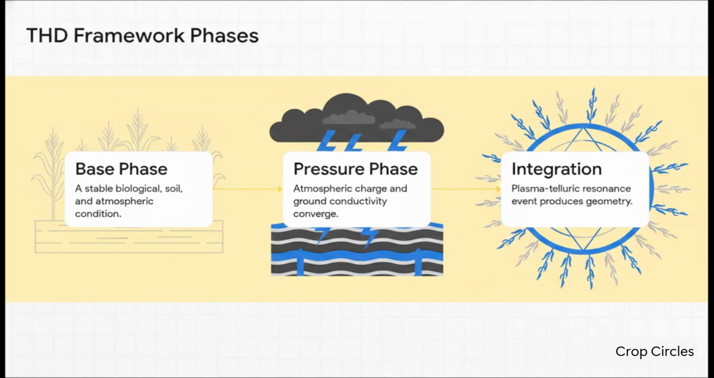Finally, we get phase 3, the integration phase. That immense pressure releases, but here's the kicker. It doesn't release as a random lightning bolt. It releases as a highly structured geometric wave of energy that rapidly heats the plants from the inside and bends them over without crushing them.